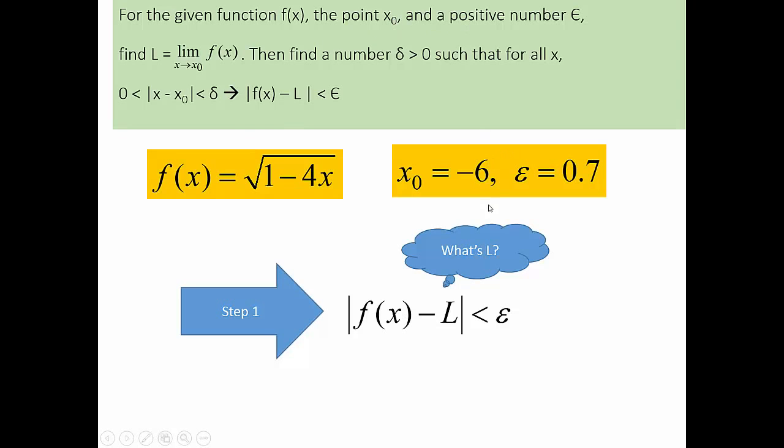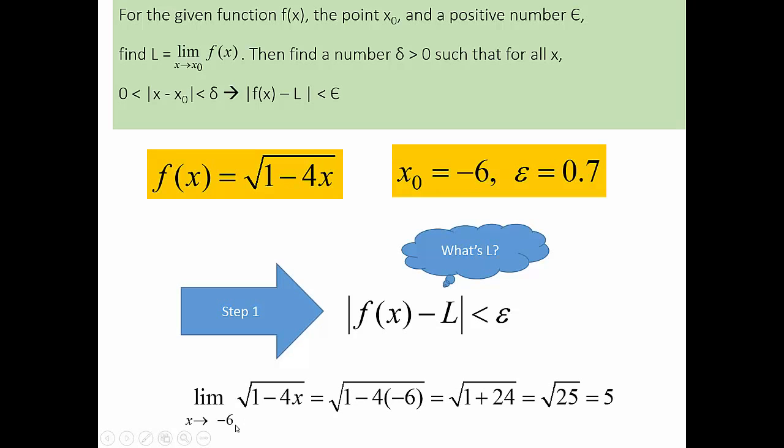So my x naught is -6, so this says find the limit of the square root of 1 minus 4x as x approaches -6. Easy peasy, right? You simply plug in -6, I get negative times a negative, positive, square root of 25, I get 5. So sometimes they won't give you the limit. In other words, you have to find that first. So this is why for a while I would write the definition down over and over and over. That way you're just plugging things in, and when you get to something that you don't have, you know you need to solve for it.